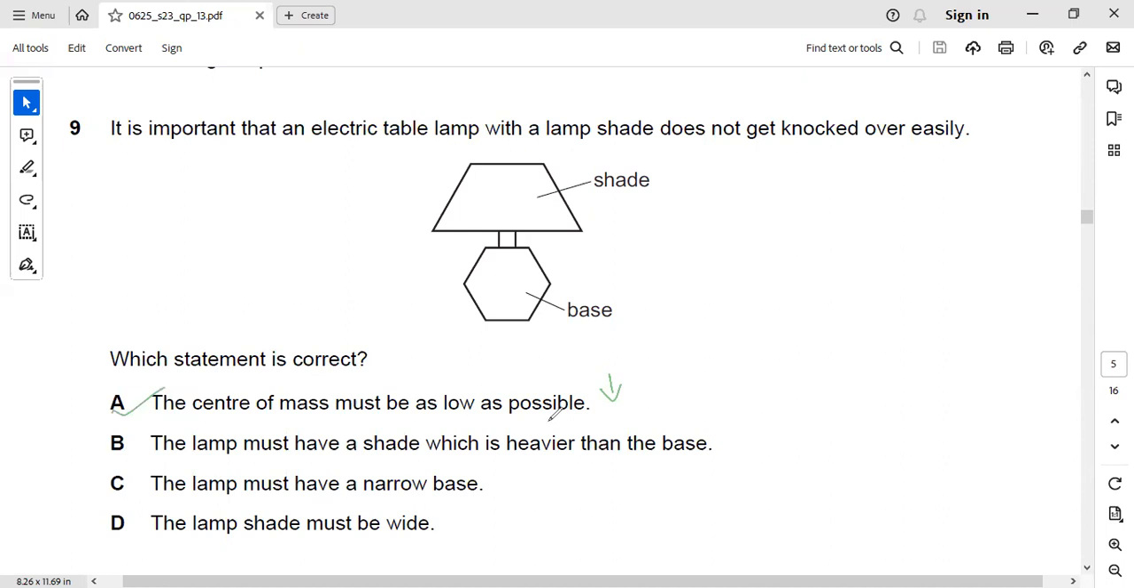Having a heavy shade or a narrow base may not contribute to stability. And the width of this lampshade does not directly affect the lamp stability. These three will not come. The right answer is center of mass must be low to avoid the fall.